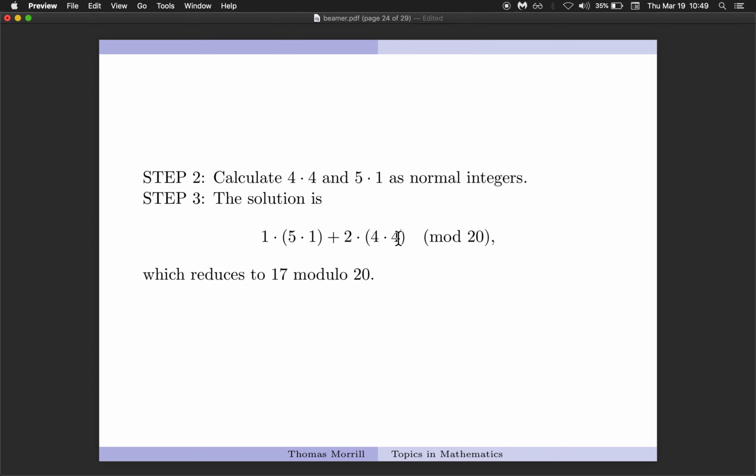So I've got twice 16 plus 5, that'll be 37. And since I'm working in integers mod 20, that'll reduce to 17. And already I can check 17 is 1 mod 4, and 17 is also 2 mod 5.